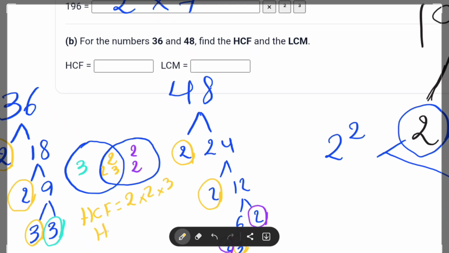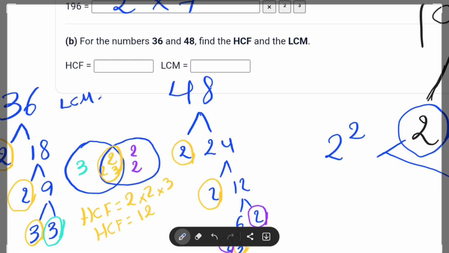The highest common factor is all of the numbers that we have placed in the middle of the diagram. In this case, 2 times 2 times 3. Yes, the numbers in the middle of the diagram. And 2 times 2 is 4, times 3 is 12.